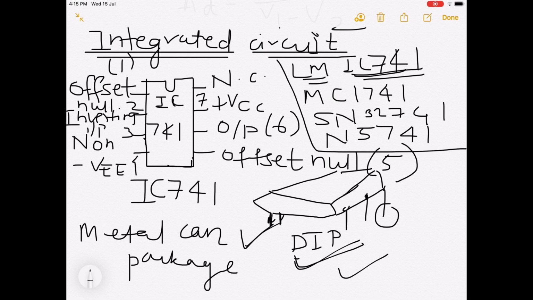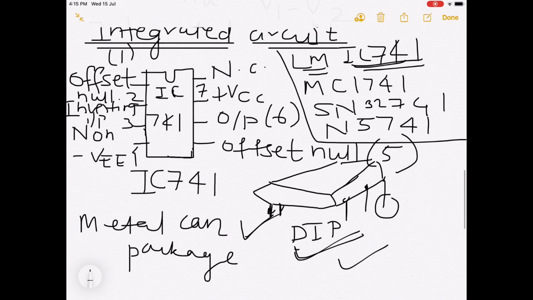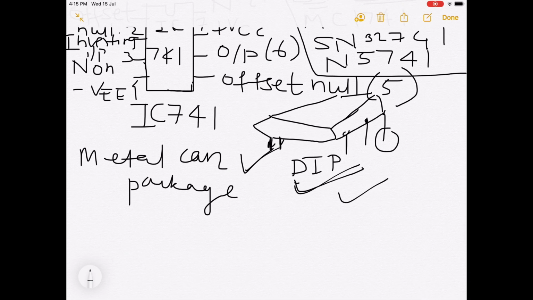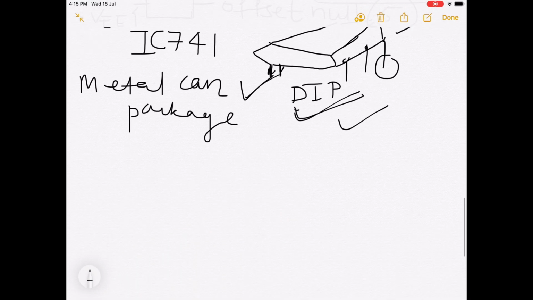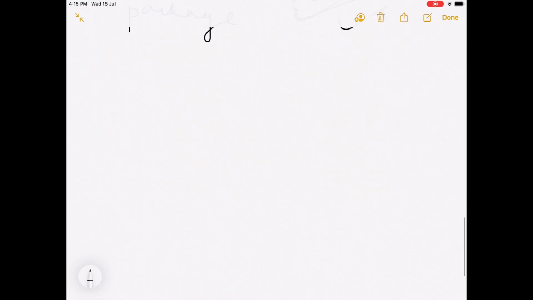So, what is the use of offset null? These 2 pins are actually for a special purpose, which we will discuss later on. Then there is the equivalent circuit of an op-amp. Many times this question comes in your exam: draw the equivalent circuit of an op-amp and explain.